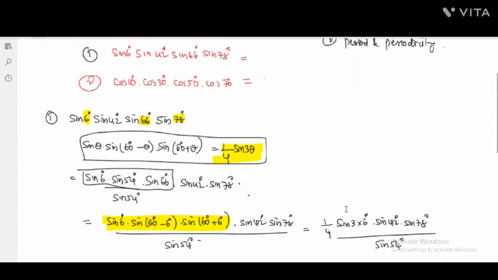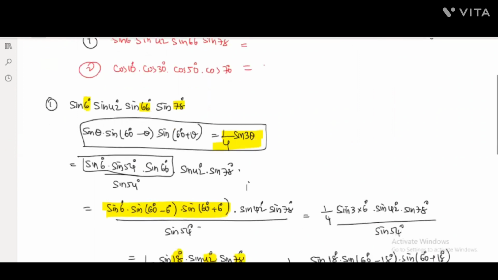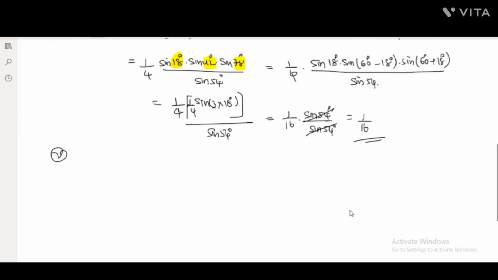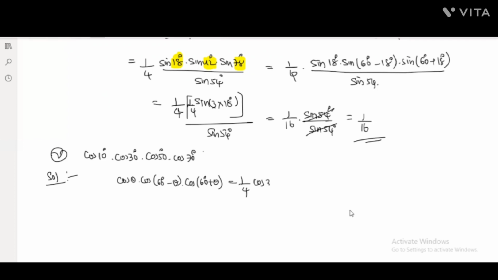What is the second question? They are given cos 10, cos 30, cos 50, cos 70. So how can we write this one? Here also we can use the same formula: cos theta into cos 60 minus theta into cos 60 plus theta is equal to 1 by 4 cos 3 theta. This is the formula which we can use to solve this problem.